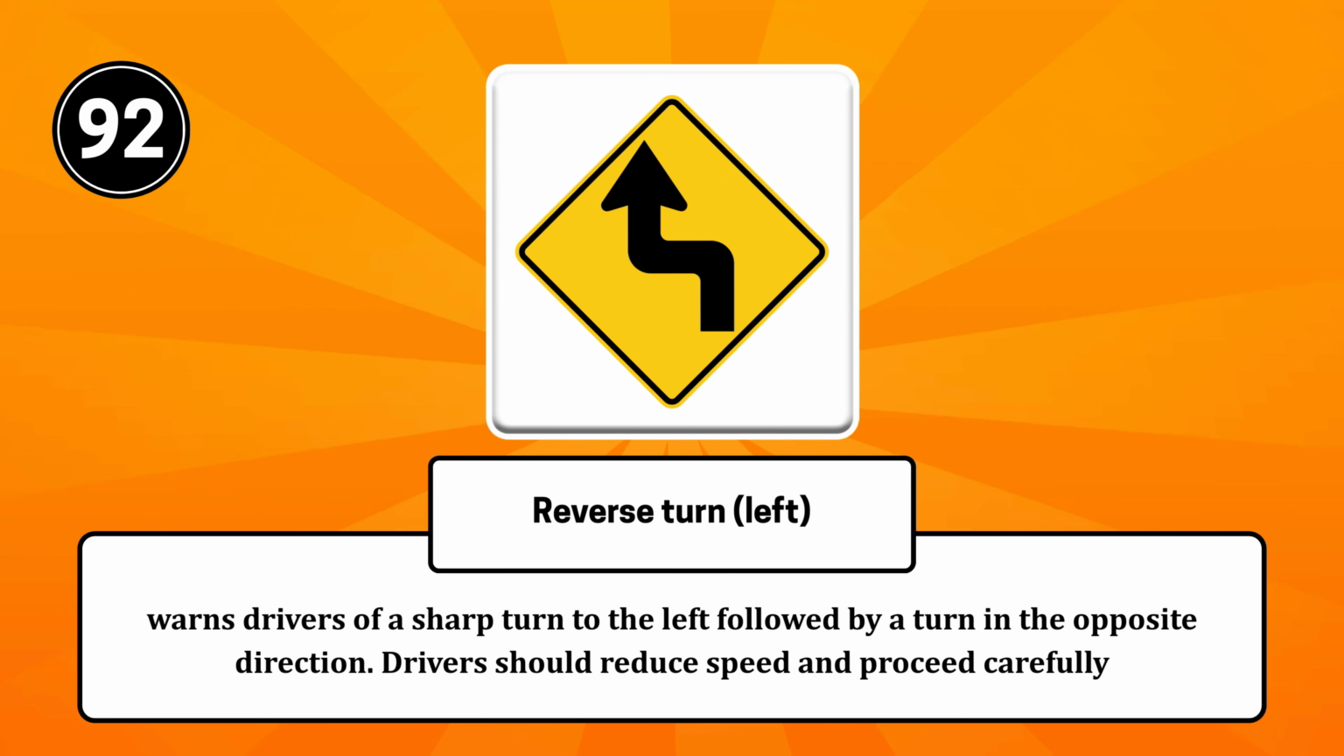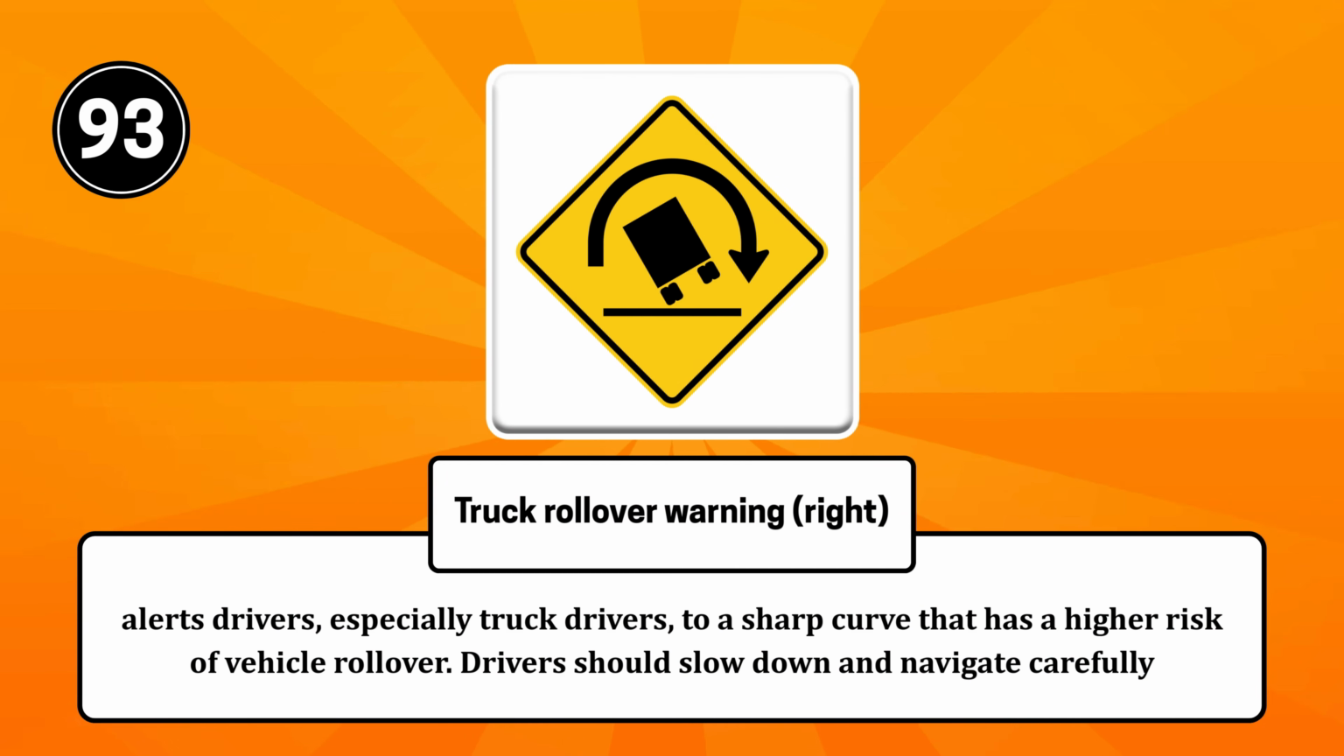The reverse turn left sign warns drivers of a sharp turn to the left followed by a turn in the opposite direction. Drivers should reduce speed and proceed carefully. The truck rollover warning right sign alerts drivers, especially truck drivers, to a sharp curve to the right that has a higher risk of vehicle rollover. Drivers should slow down and navigate carefully.